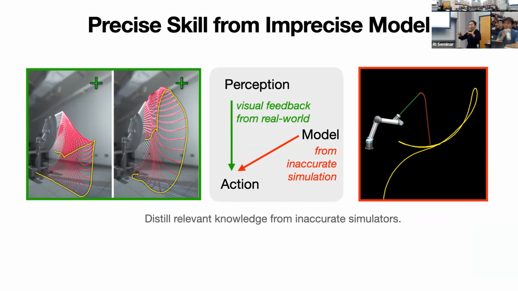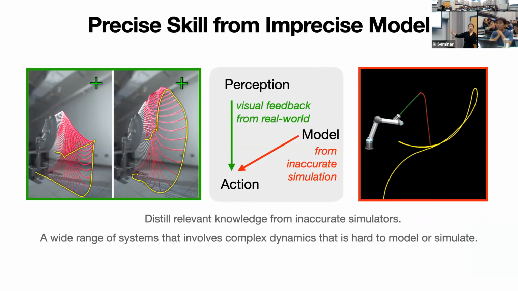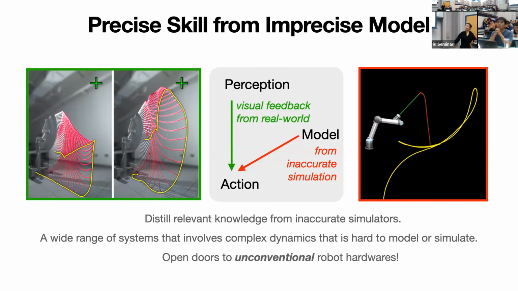But if we take a step back and look at this project from a slightly higher level, you can also see this IRP project as a very good example of how we are able to distill relevant knowledge from a highly inaccurate simulator. In this project, I highlight again and again how inaccurate the simulator is, but the model learned from the simulator is able to help us acquire some very precise manipulation skills. I think this perspective is very useful when we think about a larger range of systems that involve complex dynamics that we may traditionally think is very hard or impossible to model or simulate, and can potentially open doors for many unconventional robot hardwares.